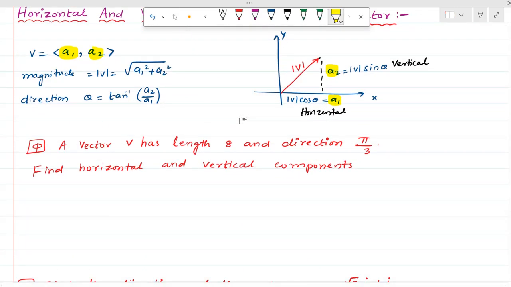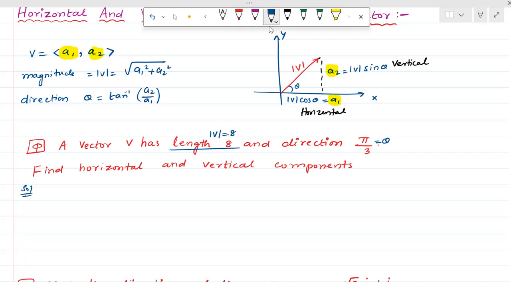See the question. Here there is no point. The point is not given. But here the length. What do you mean by length? Magnitude V equals 8. And the theta value is given. This is the theta, which is the angle defined. Now I will calculate the first one.